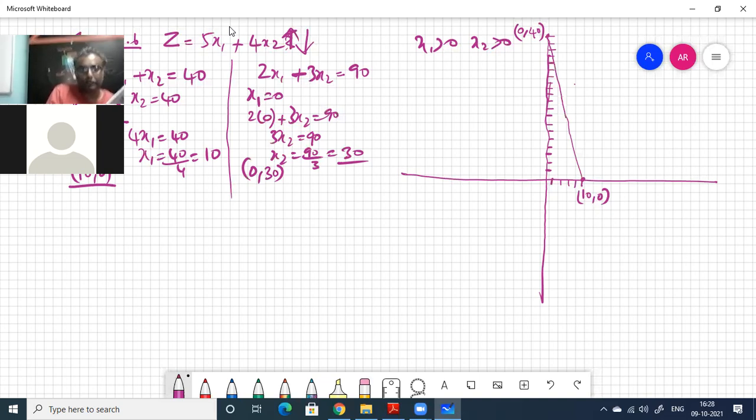The other point is, put x2 is equal to 0. That means 2x1 equal to 90. Then x1 is equal to 90 by 2 is equal to 45. So the second point will be 45 comma 0. Okay. So 0 comma 30 will be joined to 45 comma 0.